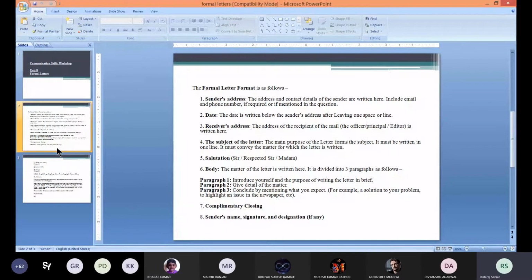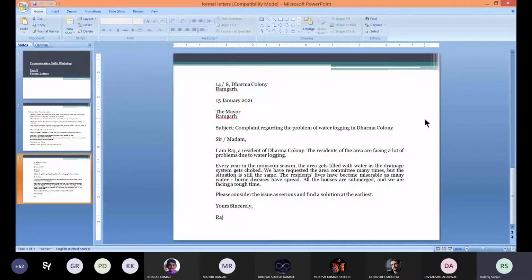Perfect. Okay, and the signature will be above this sender's name. So you will get this idea through this sample letter. This is a sample letter, you can see. And one thing you should remember, that formal letters are not something where you should write in all the facts, figures, etc. Only a very brief summary of the problem or issue you are facing. Not more than that.